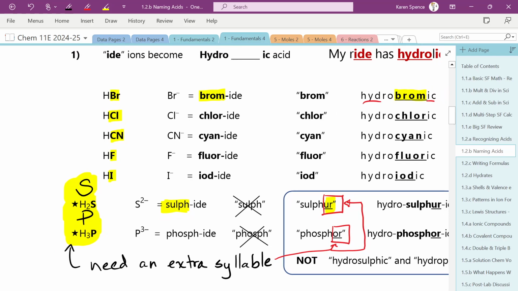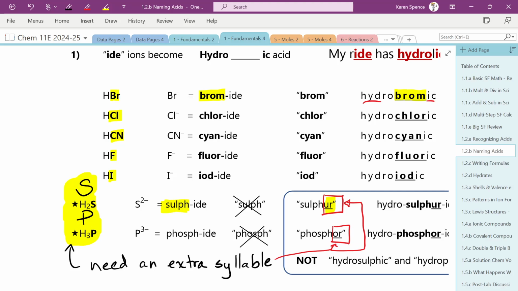So instead of just being hydrosulfic acid, it's hydrosulfuric acid. Instead of being hydrophosphic acid, it's hydrophosphoric acid. So you have that extra syllable.